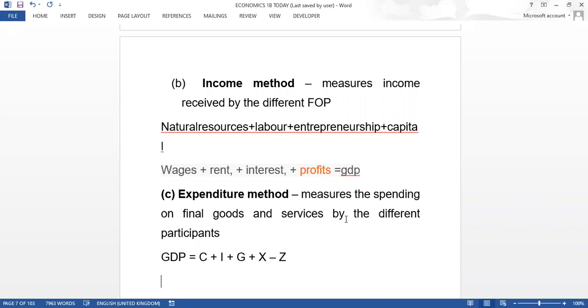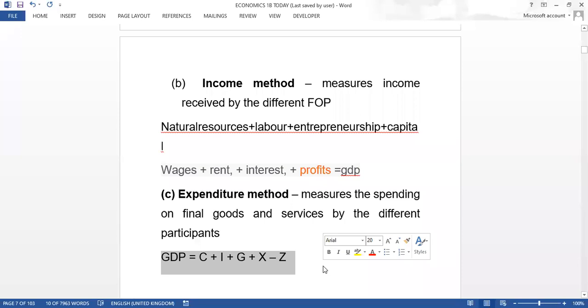In terms of the expenditure method, it is usually given by this equation, sometimes represented as GDP equals C plus I plus G plus X minus Z. I'll explain what C, I, G, and X minus Z stand for. C stands for consumption expenditure by households. So when households spend, we refer to that spending as consumption expenditure by households. Then I represents investment spending by firms.